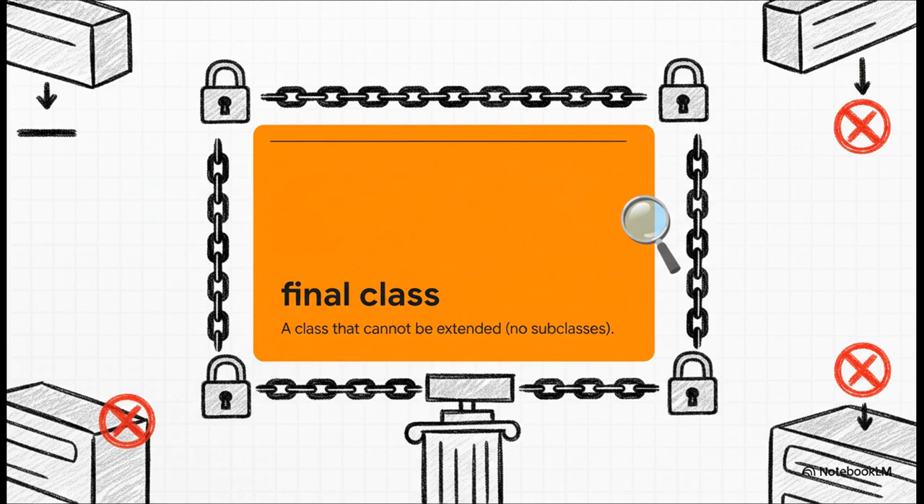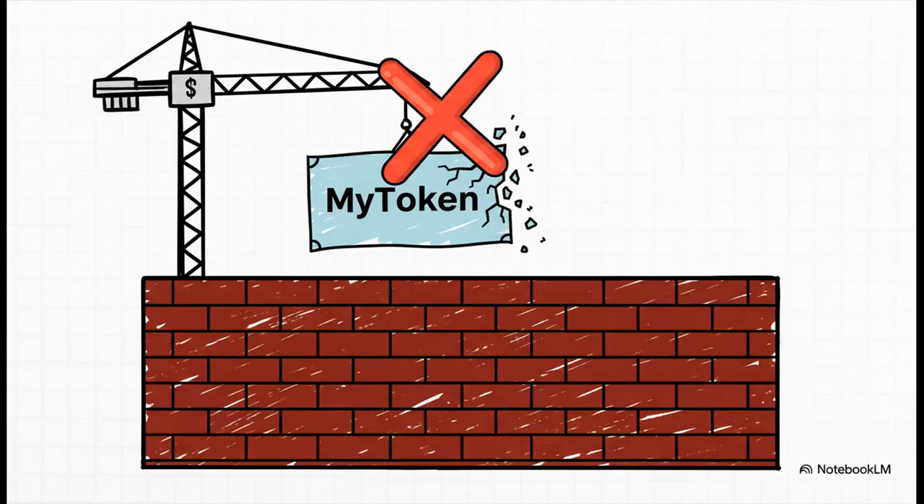No subclasses, ever. And just like we saw with methods, the compiler has your back. It's the enforcer. So if you have a class called Token that's marked final, and someone comes along and tries to create MyToken extends Token, bam, compile error. The whole thing is stopped before your program even gets a chance to run.